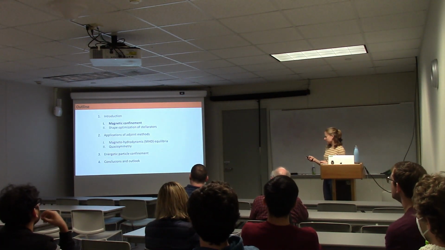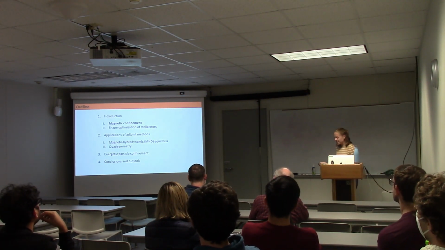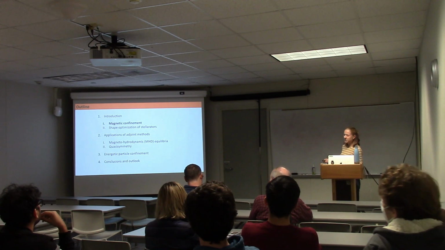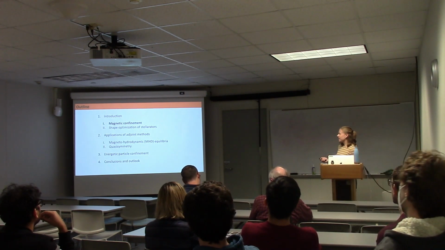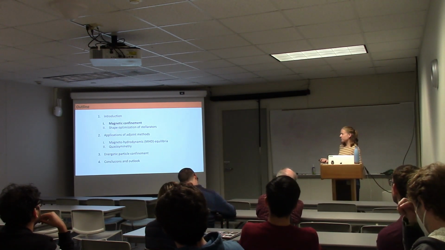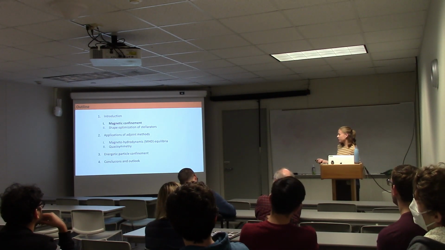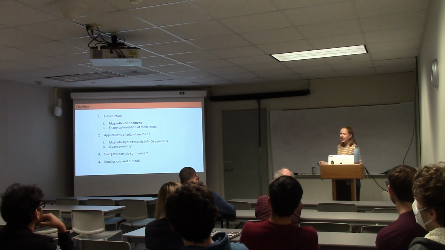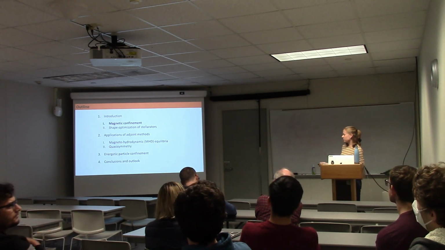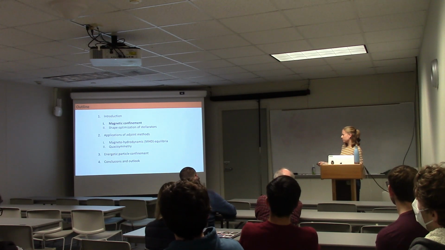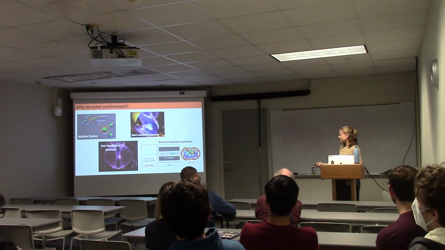So here's an outline of my talk. I'm going to start with a really broad introduction to what I mean by magnetic confinement and why we need to optimize the shapes of stellarators. I'll then talk about how I've used adjoint methods in my research for several applications, and then this will transition into my more recent work on energetic particle confinement and how I'm going to look toward the future.